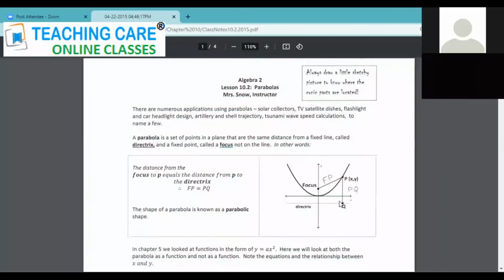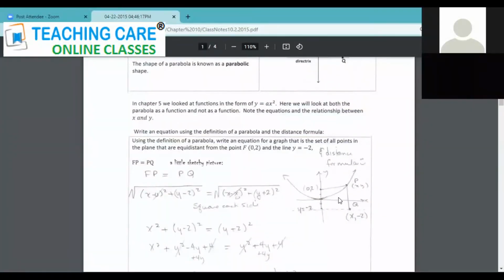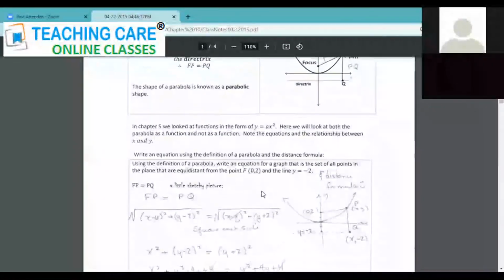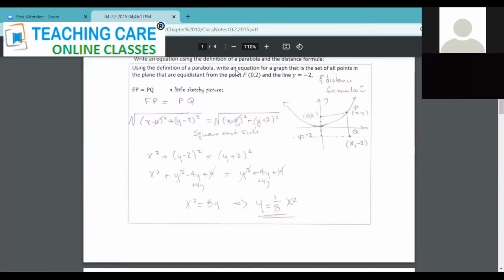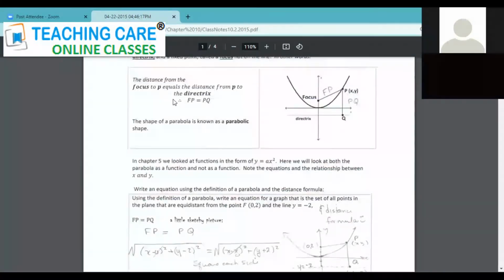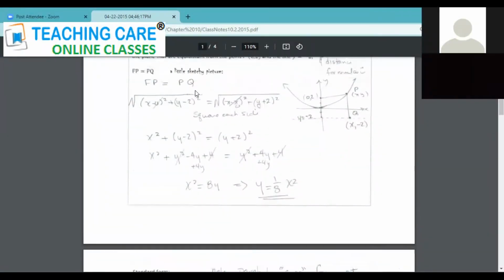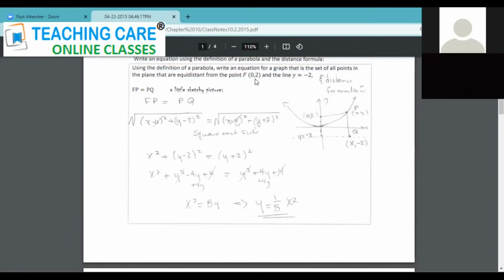So maximum this parabola sketching, you will get it as a final answer. When you can see here, you will get the form of a quadratic equation. So the first thing, using the definition of parabola, write an equation for a graph that is a set of all points in the plane equidistant from the focus and the line y equal to -2. So now how are they saying? We already know that the distance from the focus to P will be equal to the distance from P to the directrix, that is FP equal to PQ. This formula I give. What is the focus they have given?